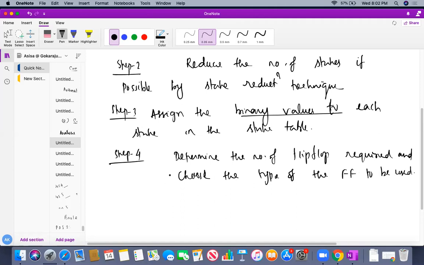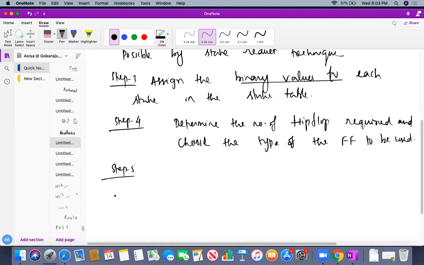Okay, let's say you have to choose D, SR, JK, T, any of the flip-flops to design this sequential circuit. First you have to find out how many flip-flops are required and which flip-flop you are taking to design your sequential circuit. Okay, what is step 5? Step 5 is: from the state table derive the circuit excitation table and output table.